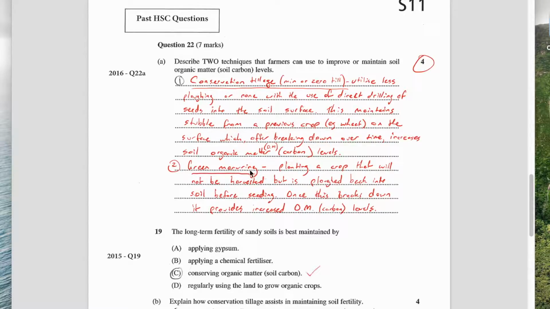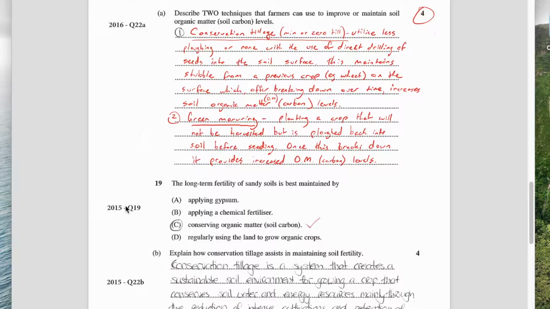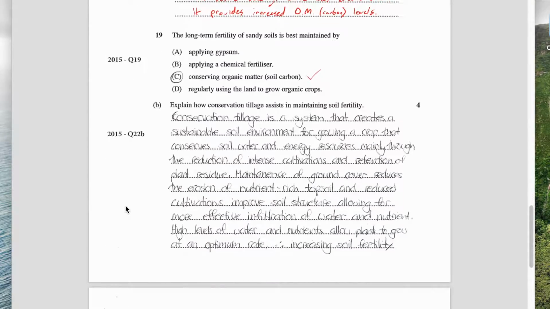So green manuring, a second one here, number 2. It's good to put these numbers here so it's clear. Planting a crop that will not be harvested but is ploughed back into the soil before seeding. Once this breaks down, it provides increased organic matter levels.